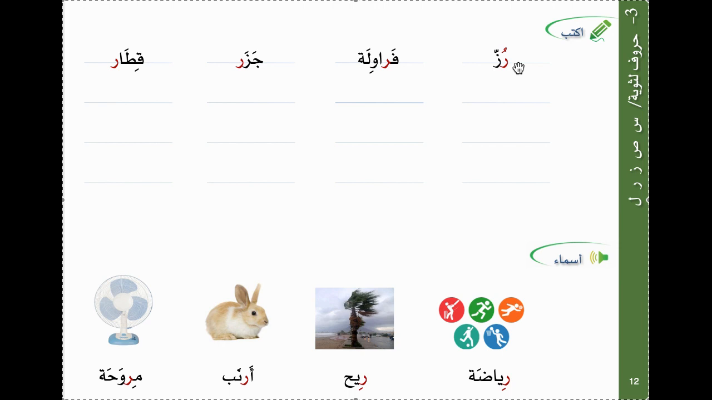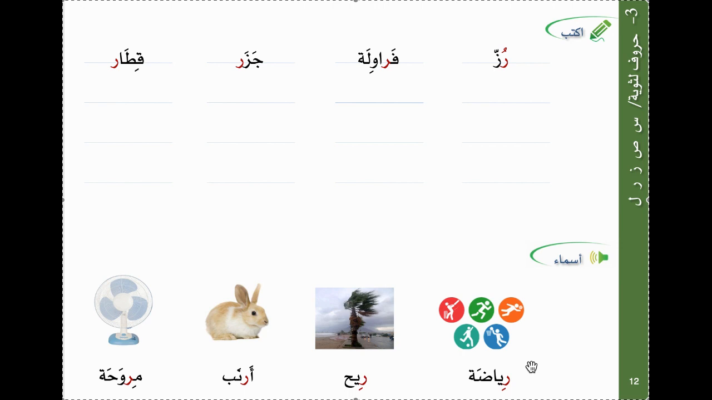Ruz means rice. Always try to repeat after me. Faraula, meaning strawberries. Jazar, meaning carrots. And qitar, meaning train. Okay, and now we have some more nouns containing the letter ra.